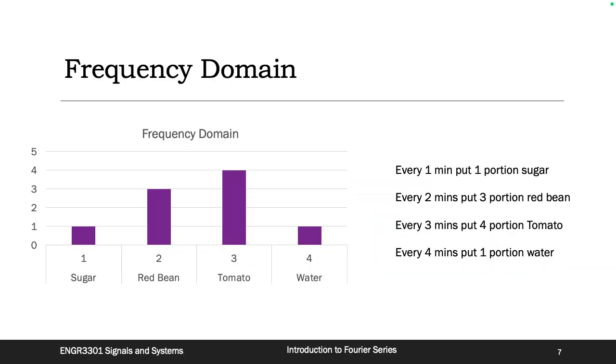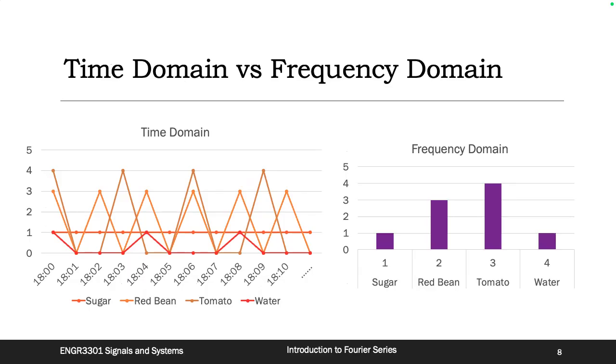And in frequency domain, you can see, I just give you this. This is the frequency, am I right? In 1 second, in 2 seconds, every 3 seconds, every 4 seconds, I put a different portion, am I right? This is how you represent the event in frequency domain. So let's compare. This is the time domain to represent how to make a soup. This is the frequency domain for how to make the soup. For the time domain, it should run until the soup is ready, for example 1 hour. So did you find out the difference?